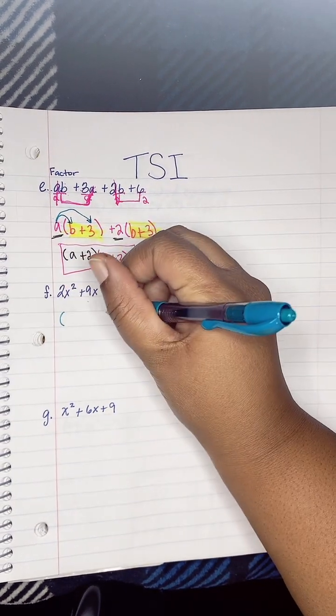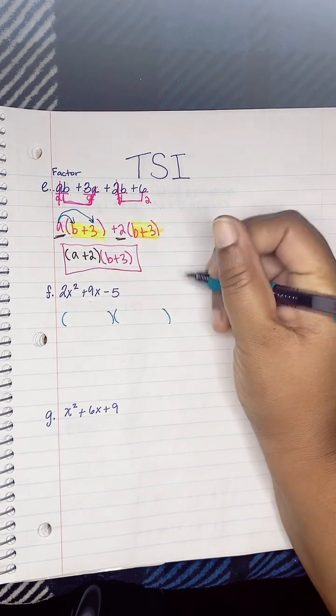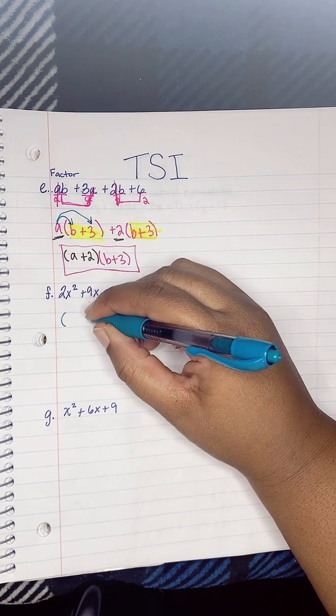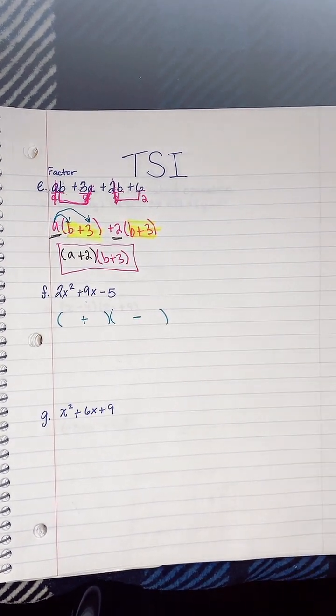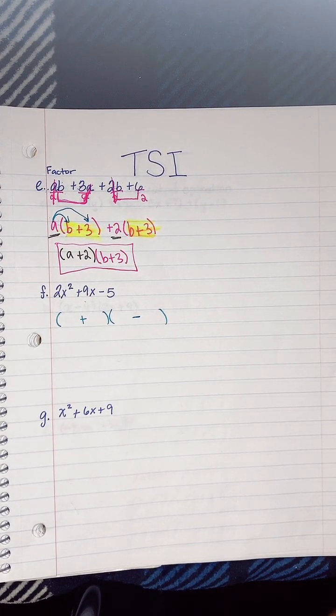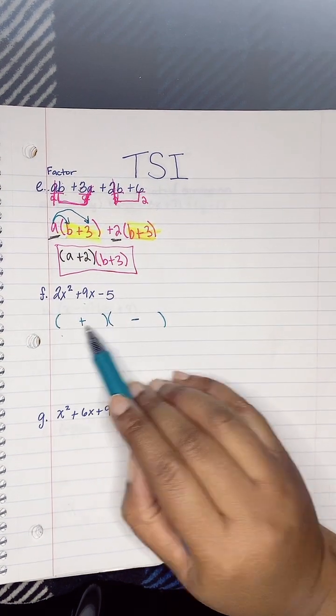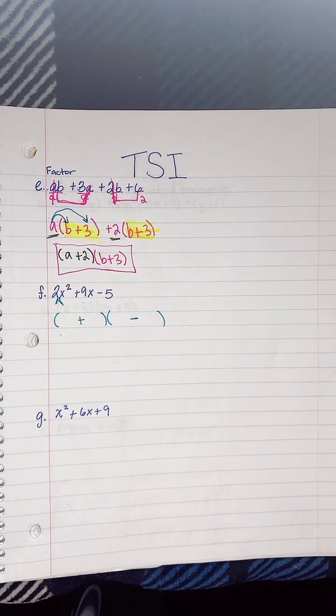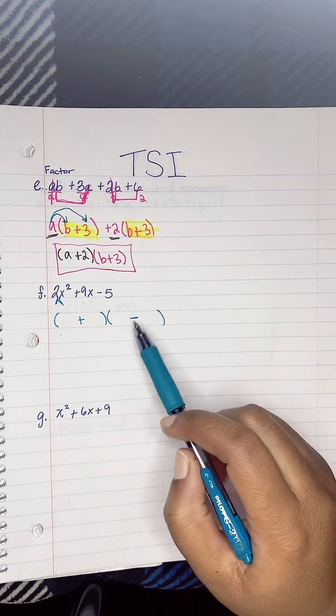Okay. So let's do this one, okay? You know, the way I learned this was, okay, we have a plus and a minus. So we're going to have a plus and a minus here, okay? Now you're asking yourself, what times what can give us 2x squared? Can we put it in the chat? What times what gives us 2x squared?